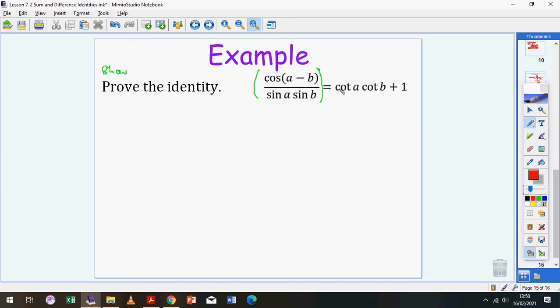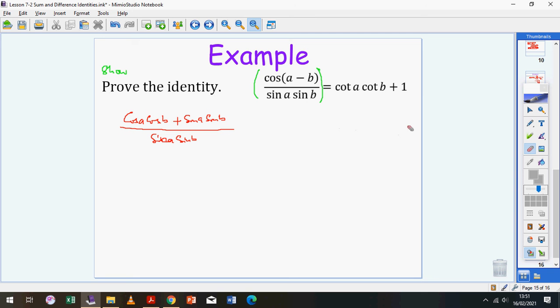Cosine of A minus B is the same thing as cosine of A times cosine of B plus sine of A times sine of B. All of that is being divided by sine of A times sine of B. So I can break this down because remember, A plus B divided by C is the same thing as A over C plus B over C. So I can break this down and then rewrite it.